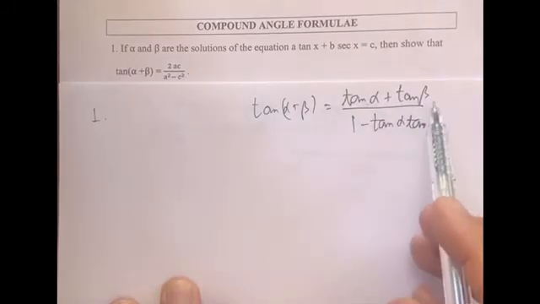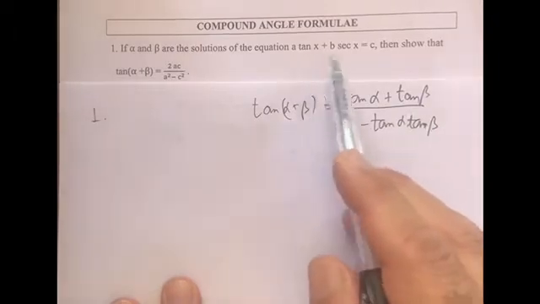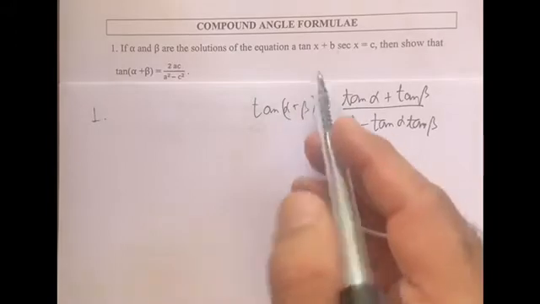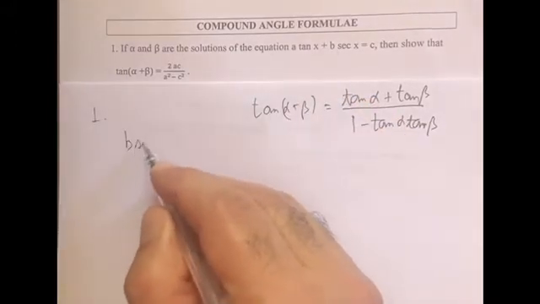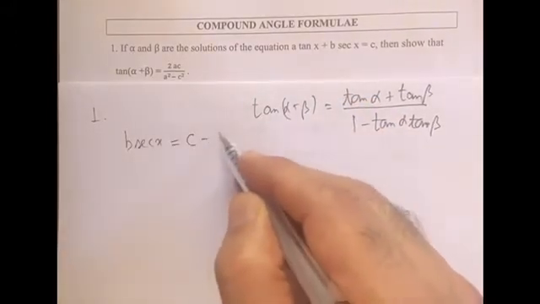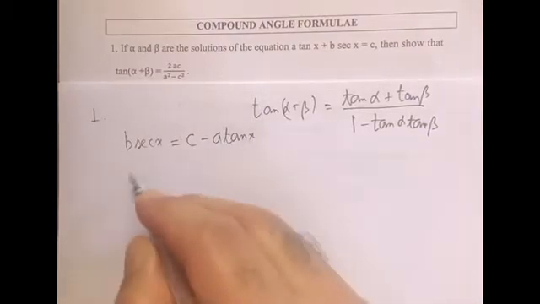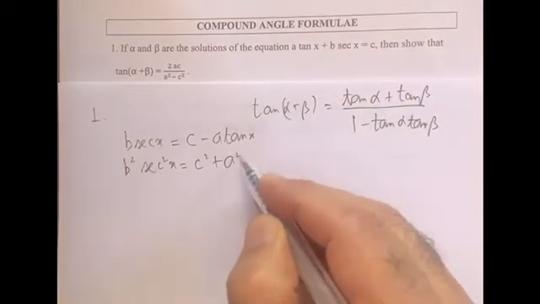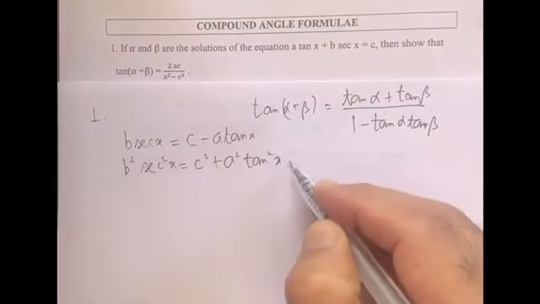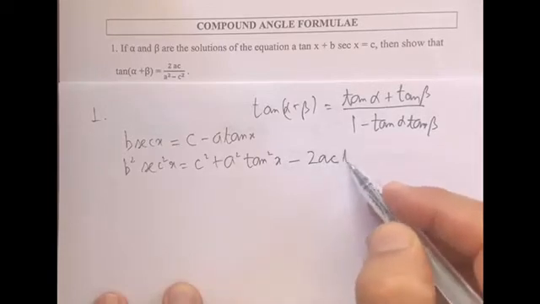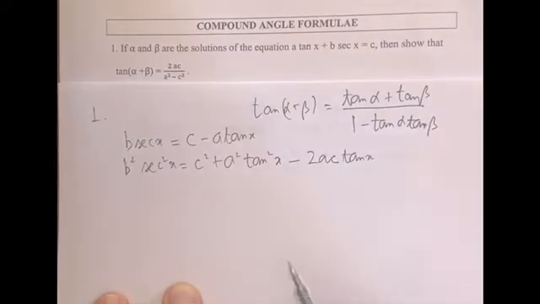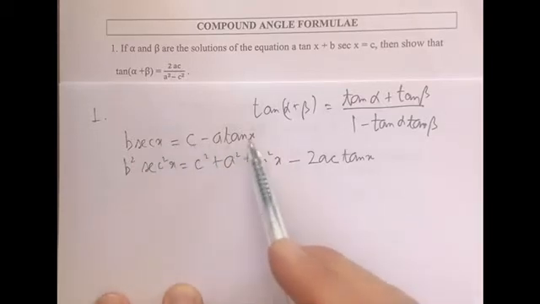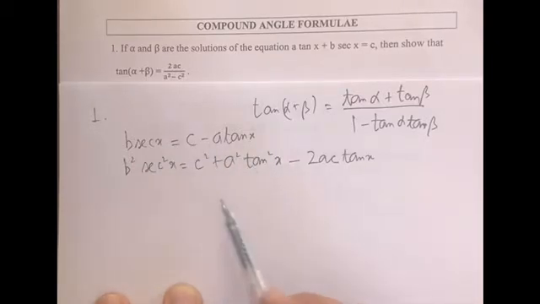Tan alpha plus tan beta, this is the sum of roots of this equation, and tan alpha into tan beta, that is the product. So let us use this equation, b secant of x, this is c minus a tan of x. Squaring both sides, secant square of x, this is c square plus a square tan square of x, and minus 2ac into tan of x. We have kept secant x on one side and the constant term and tan x on the other side.